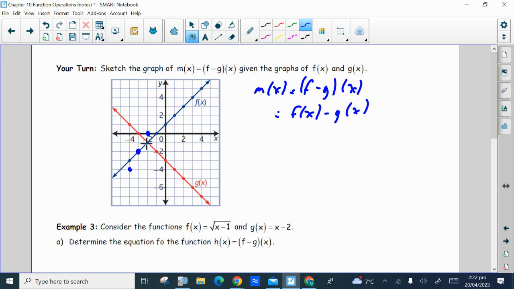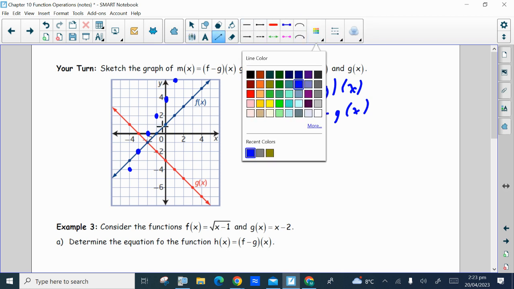The next point, when x is negative 1, remember you're starting with f first. So now f is above g. It's 0 minus negative 2, which becomes 0 plus 2. The next point, when x is 0, it'll be 1 take away negative 3, which is positive 4. The next point, when x is 1, it'll be 2, take away negative 4, which is positive 6. So this is also a line.